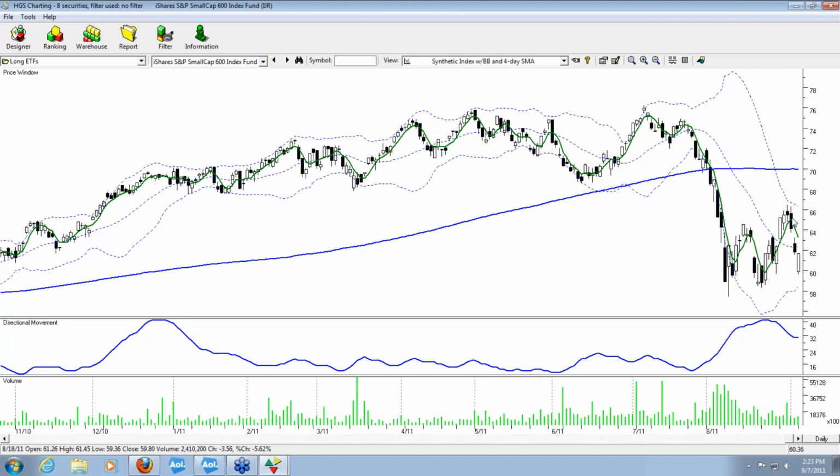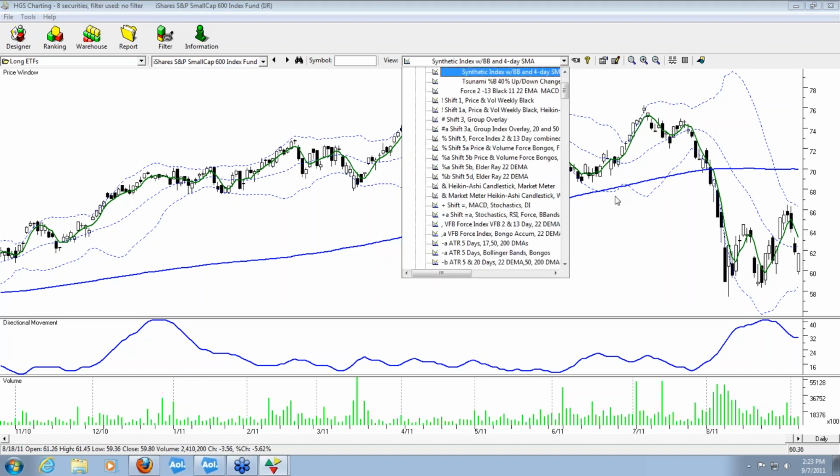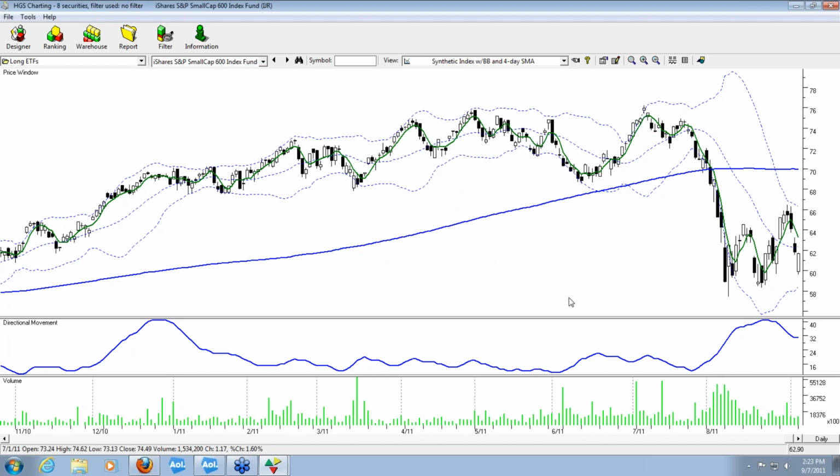Yes, the market went up, and yes, the market came back down. I don't have a chart made up, but if we put in the Bongo, then you could go long through the 4-day SMA, even though we didn't hit the lower Bollinger Band, if the Bongo confirmed it. If the Bongo switched from red to green, then you could have gone long.